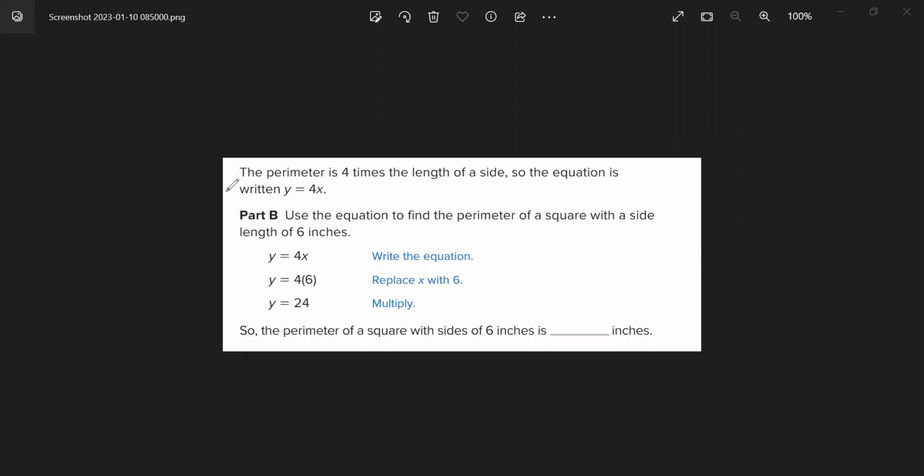Now that we know that to find the perimeter, we need to multiply the side length times 4, we can find any perimeter of any square if we have the length of one of the sides. So instead of x right here, we're going to put 6 inches, which we already know, and we multiply. 4 times 6 is 24. So the perimeter of the square with sides of 6 inches is 24 inches.